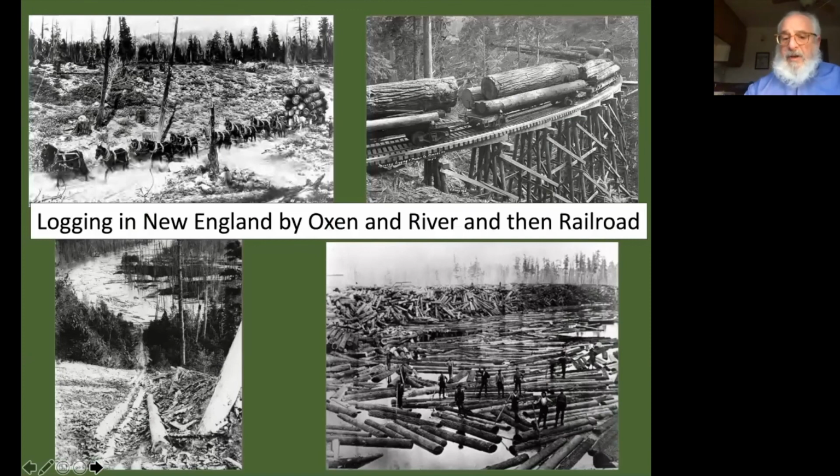And certainly there was logging in this era of the colonial times and in the 1800s. And it was, as I say, by oxen, by horse, by river, and then eventually by railroad. And you can see that the big transport in the lower left was to send these logs down a chute into the river. And then you can see the piles of wood, of timber in the river and transported to the sawmills.